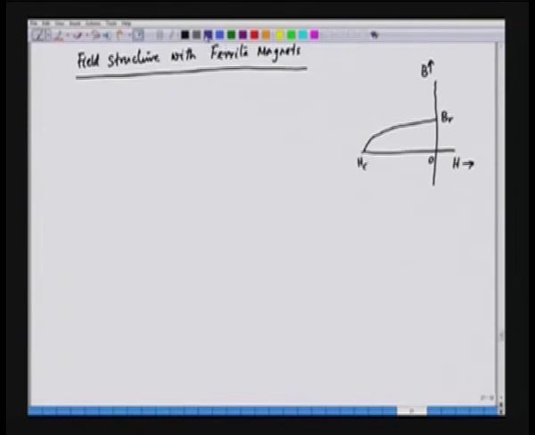Now, if we plot the BH product, the BH product would be something like this. So, it means the BH product is maximum at an angle theta which is appreciably large. So, this is the BH maximum we have, and this corresponds to an operating point which is here. So, it means theta in this case is large. So, this angle is theta.